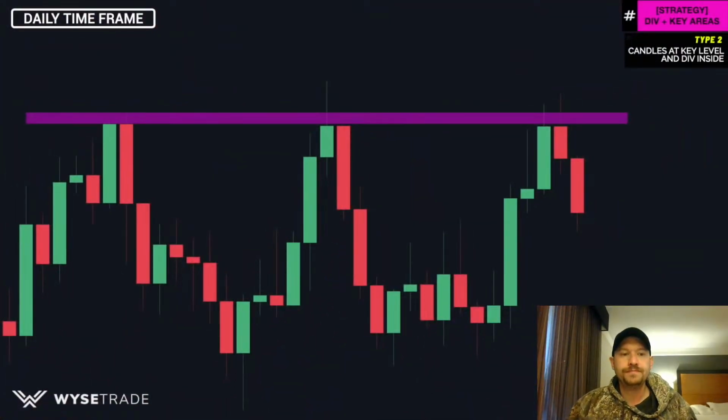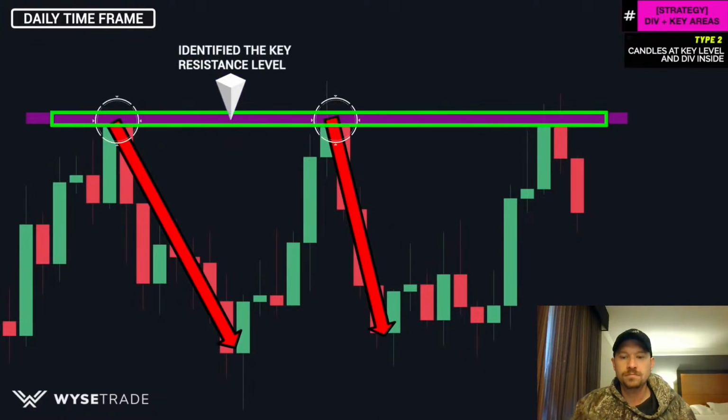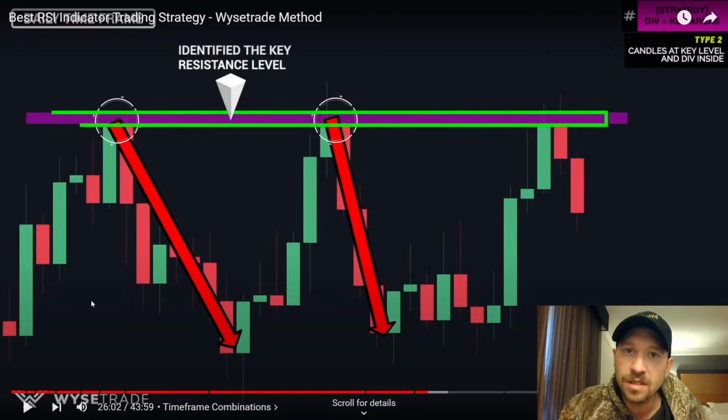So this is the daily time frame. You again spotted these two reversal points, giving you your key level of resistance. We talk about resistance a lot on the channel.